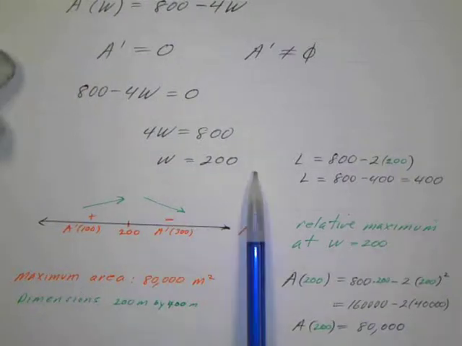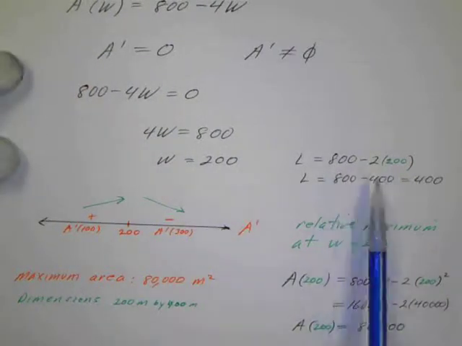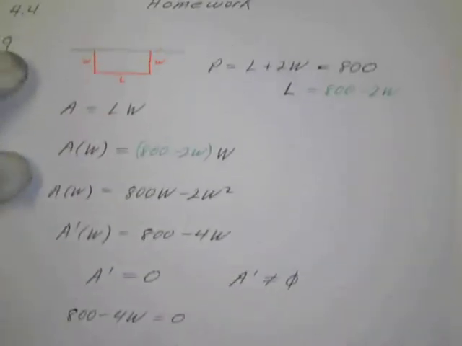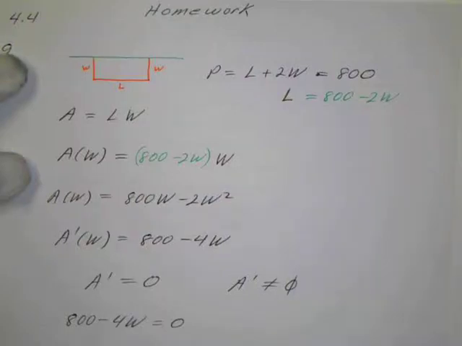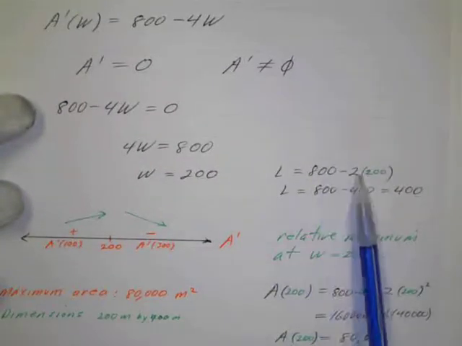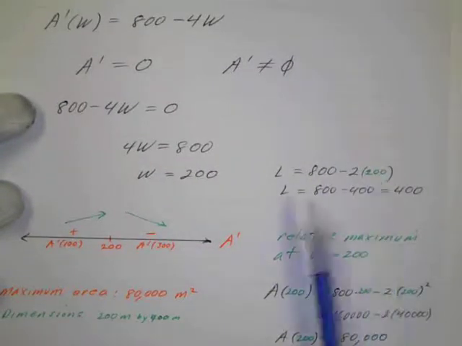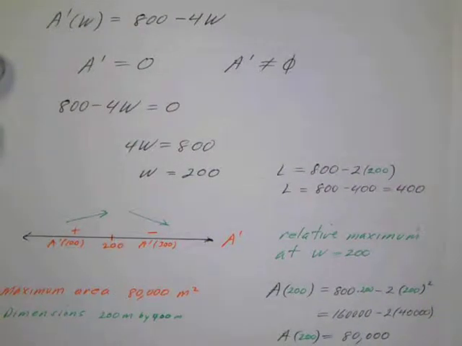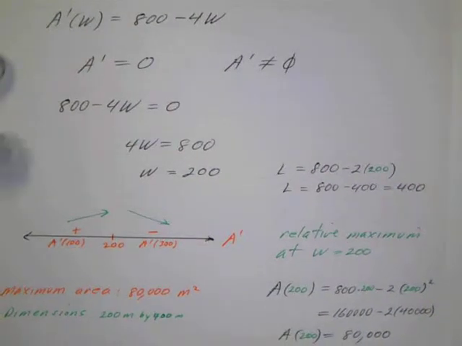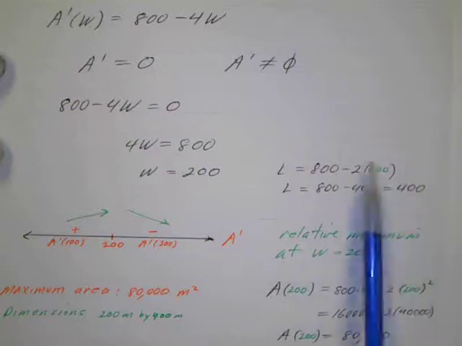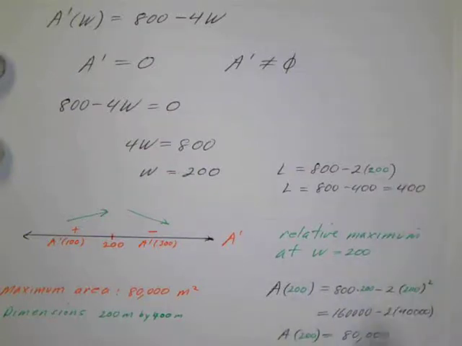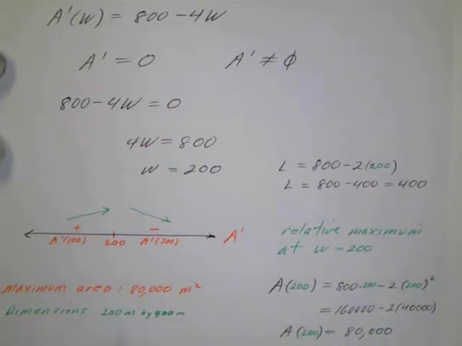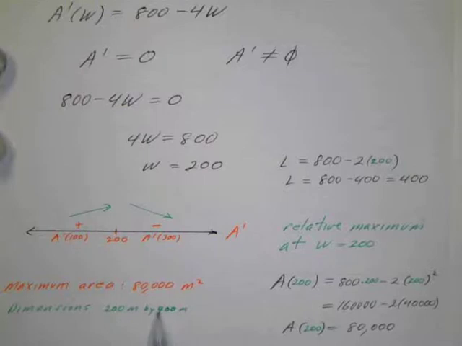So that's my width. My width is 200. What's my length? Well, if I look all the way up here, remember the length is 800 minus 2W. So 800 minus 2 times W, which was 200, so that's 800 minus 400, which is 400, so that's my length. So I've got my dimensions, and this probably would have been easier just to do it like this. I just found this could be a check if you want, but my dimensions are 200 by 400.